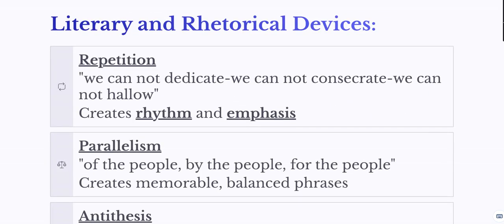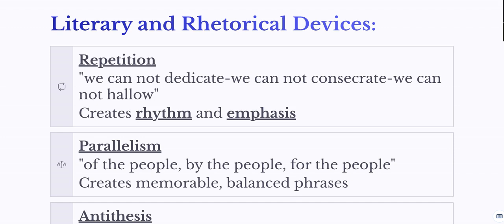So that's all. We have come to the end. And the literary and rhetorical devices, let's see. Repetition here. So it is repeated. We cannot dedicate, we cannot consecrate, and we cannot hallow is a repetition. And parallelism, of the people, by the people, for the people, is a parallelism.